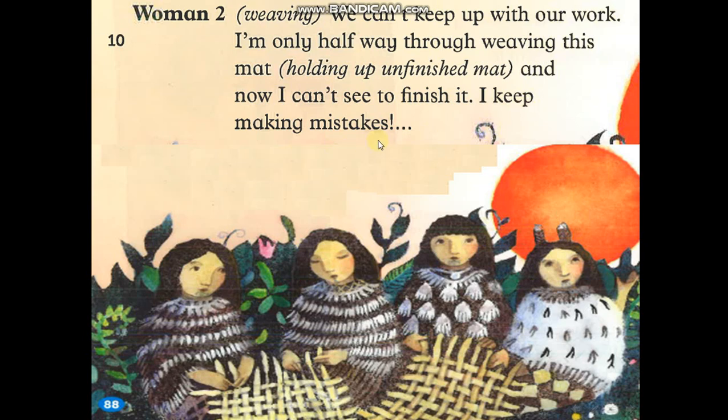I keep making mistakes. So the woman is saying, oh my God, I'm still having the same problem. We can't keep up with our work. We need to finish our work, but we can't. I'm only halfway through weaving this mat. So I only finished half of this mat, and now I can't see to finish it. I keep making mistakes. Because she's trying to do it in the dark, she's making mistakes.